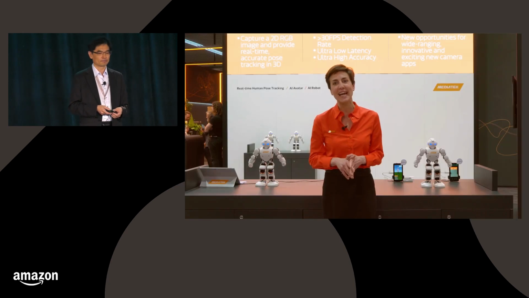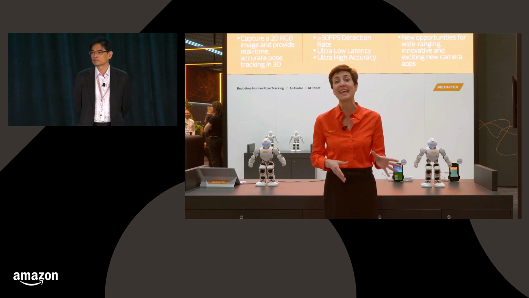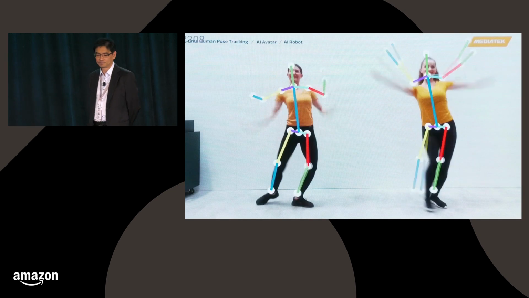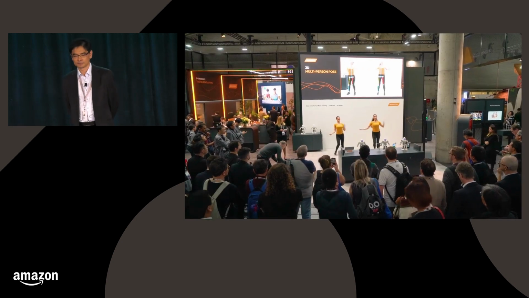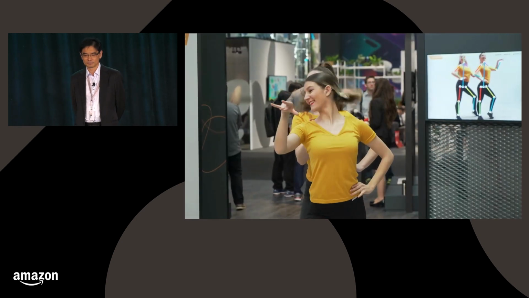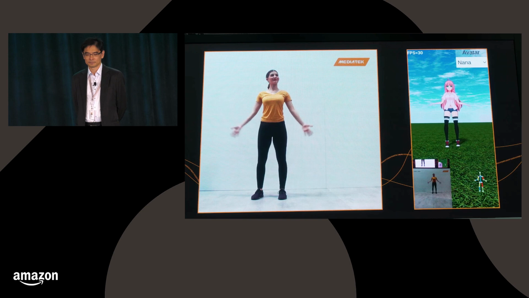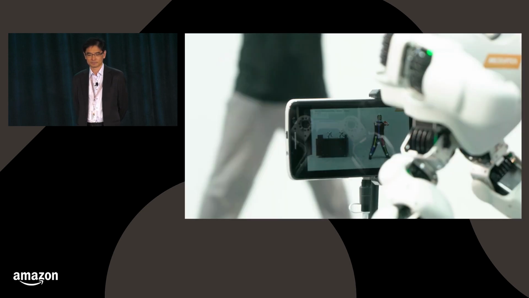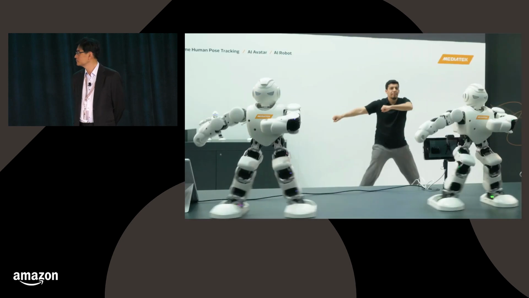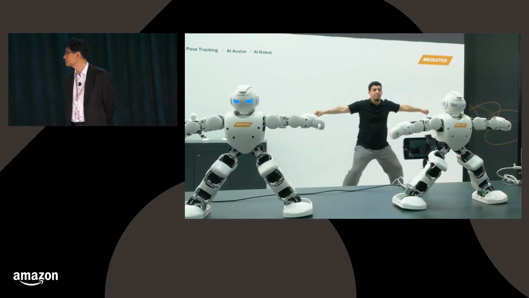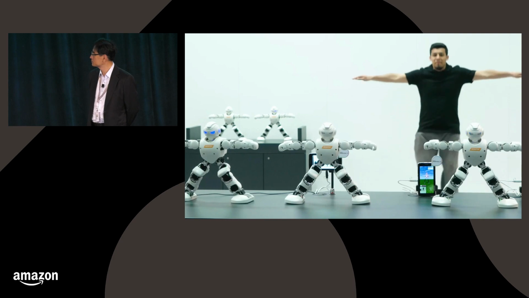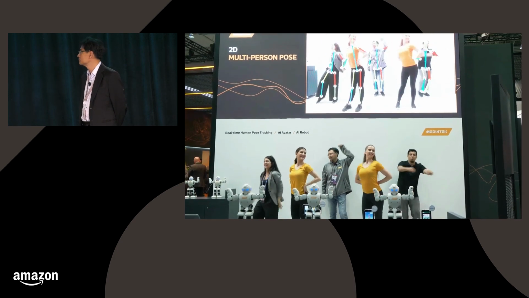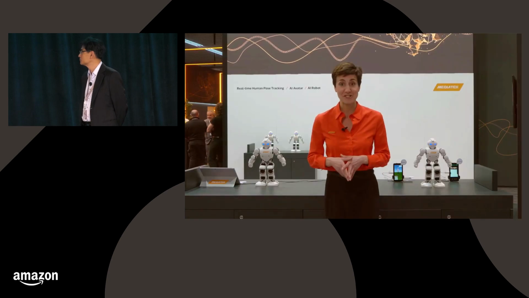MediaTek Helio P90 and APU 2.0 are taking AI movement tracking to the next level with real-time pose tracking. The virtual avatar demo will map your movements onto a personalized 2D avatar, which will follow your movements whatever you do. The AI robot demo allows your pose to be copied by a robot, and real-time human pose tracking can accurately follow several people at the same time. Let's see them in action.